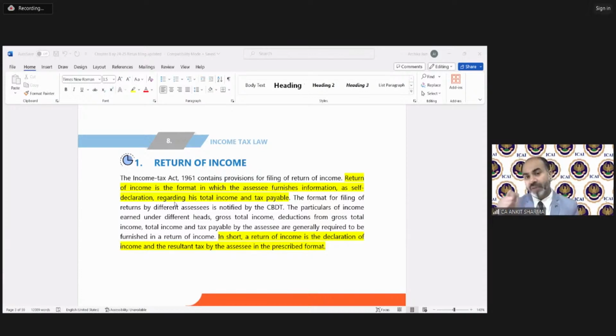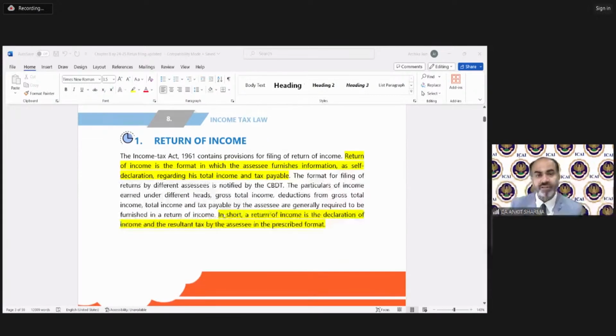After the furnishing of information, the department will assess whether it is correct or incorrect. That's called assessment. That is not our part. We have to just submit the information, then the department will do the assessment. The format of filing of return by different assessees is notified by the CBDT. We all know what CBDT means. The particulars of income earned under different heads, gross total income, we all know these terms now. What is the meaning of gross total income, etc.? We all know that.